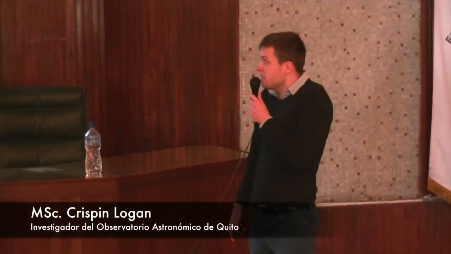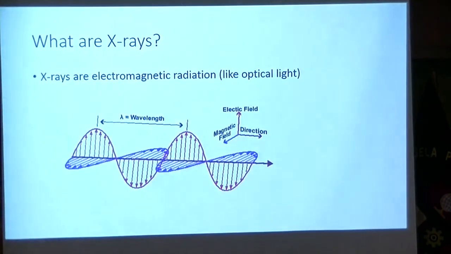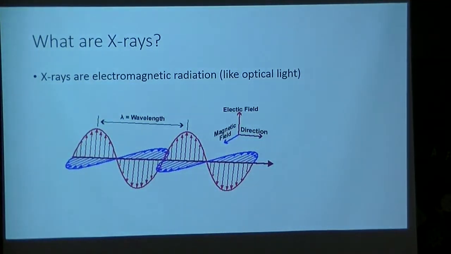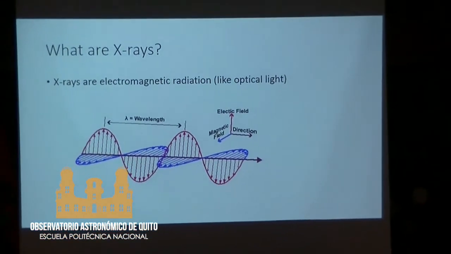Okay, so as I said, starting very simply, what are X-rays? X-rays are electromagnetic radiation. So we can think of them as a wave. We have the electric field oscillating here, the magnetic field oscillating here, perpendicular to each other, and the direction of propagation of the wave is perpendicular to both the electric field and the magnetic field.